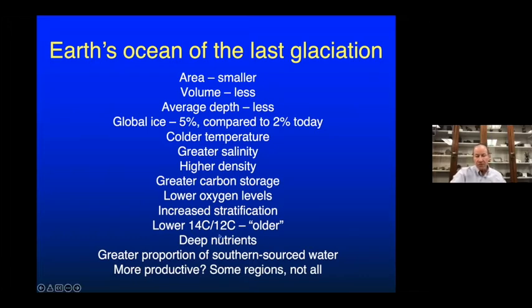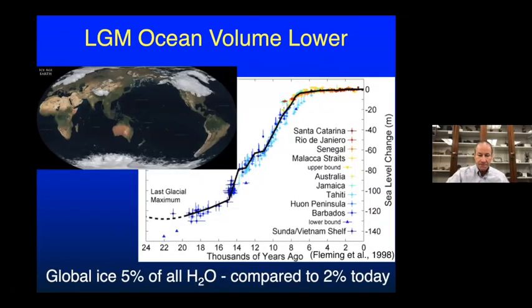Nutrients that provide opportunity for biological activity were trapped deeper in the ocean. And there was a greater proportion of deep water formed near Antarctica than today, where about half of the water that fills the world's oceans comes from the northern Atlantic. Some regions seem to be more productive, others not so much.